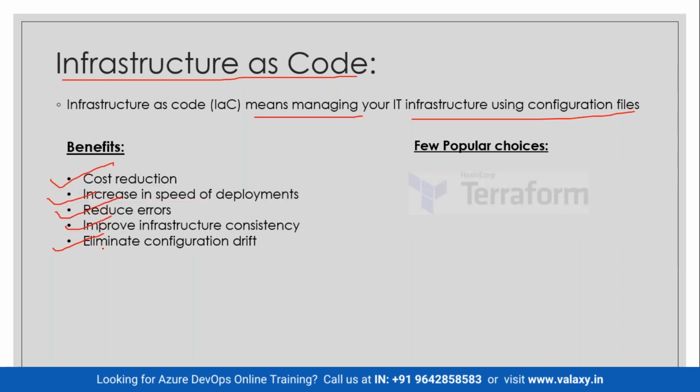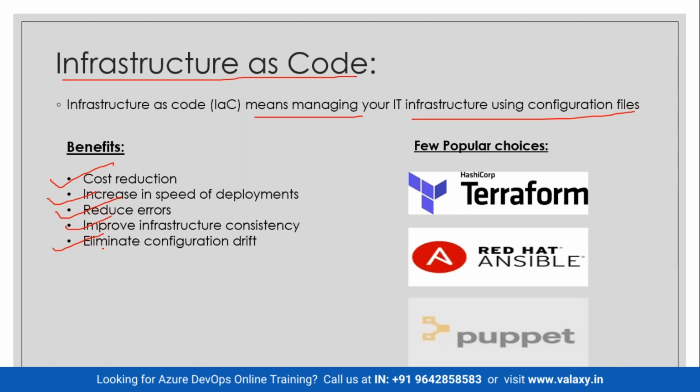Some popular tools: Terraform, Ansible, Puppet. There are other tools also, guys, ARM, CloudFormation, and things like that. These are some popular tools, of which Terraform is mostly for infra creation. It is used as an infra as code tool. Ansible and Puppet are not infra as code tools, guys. These are configuration management tools.